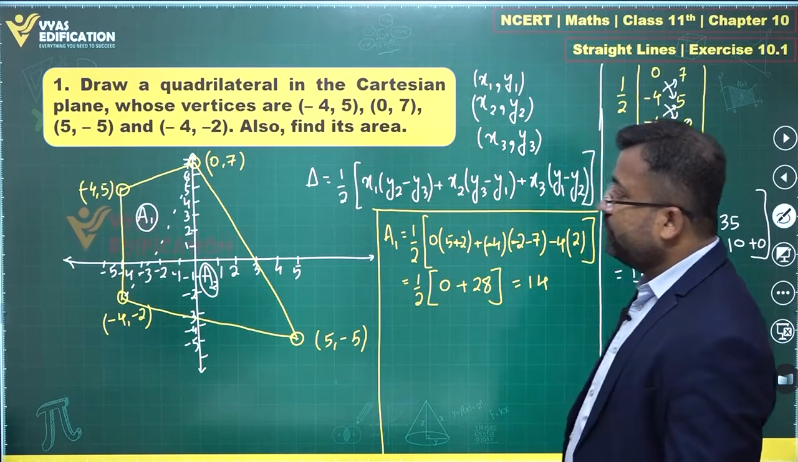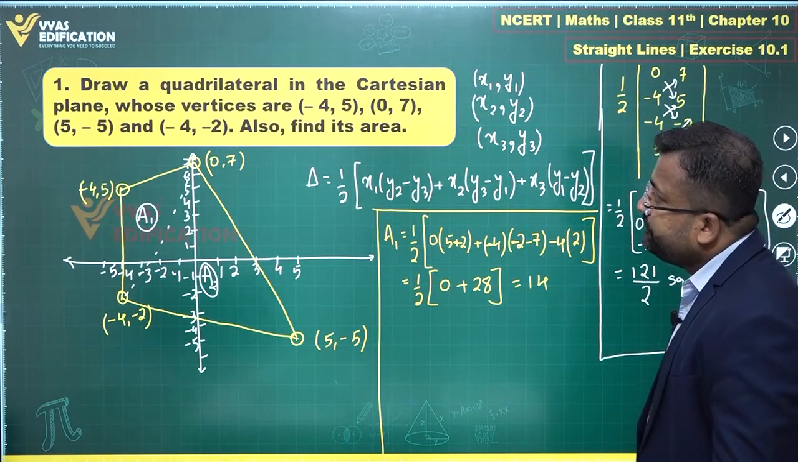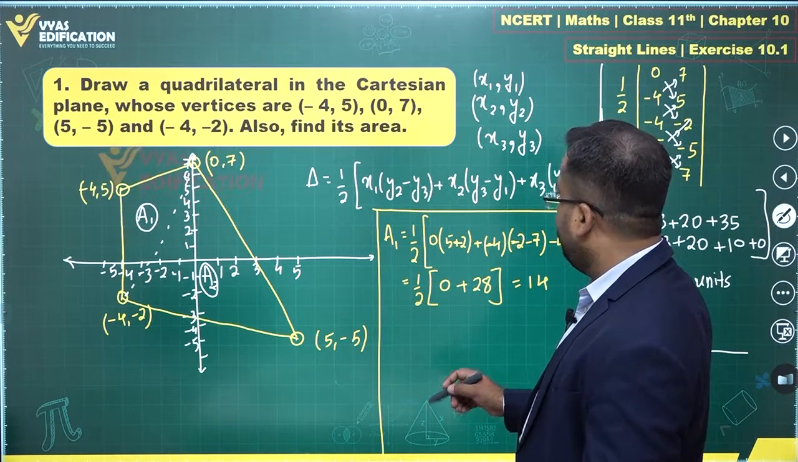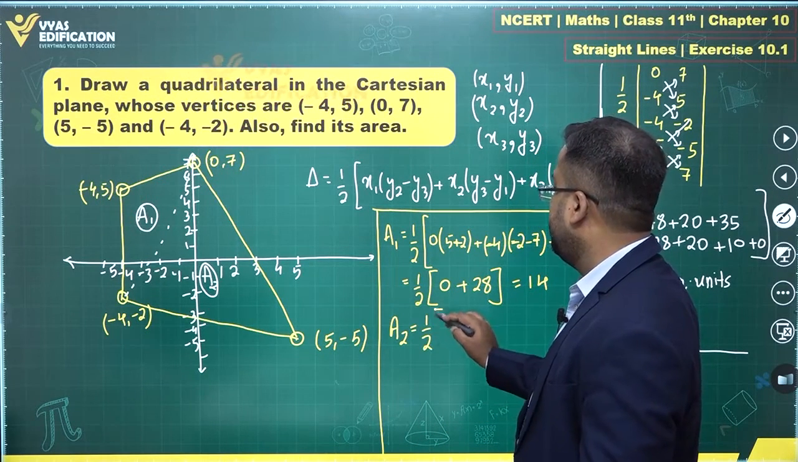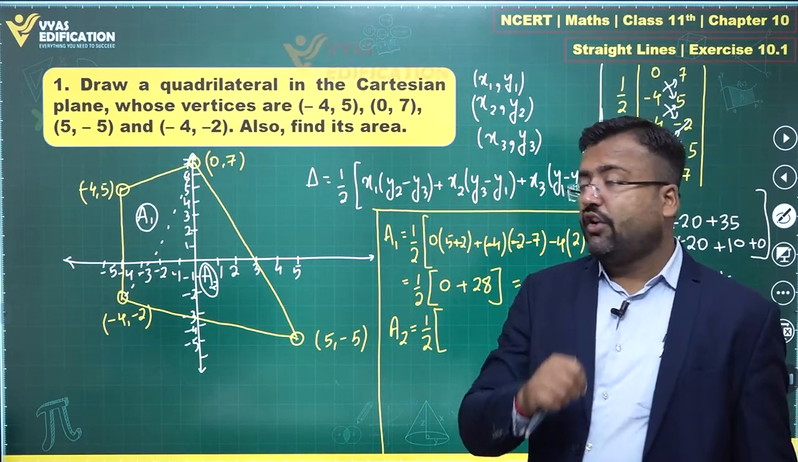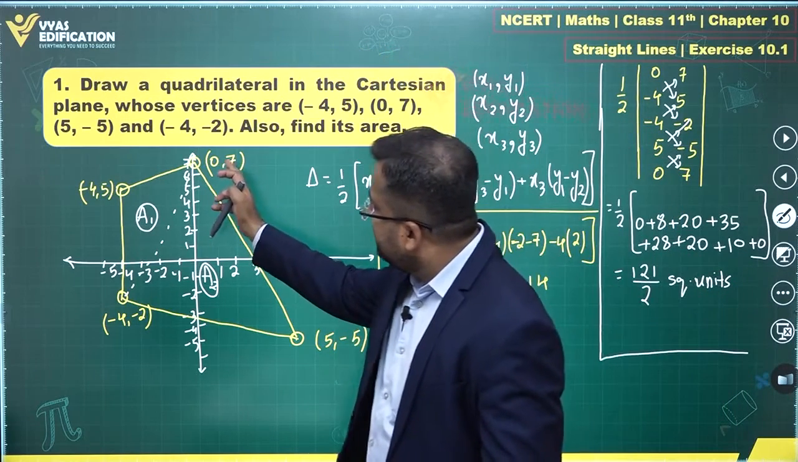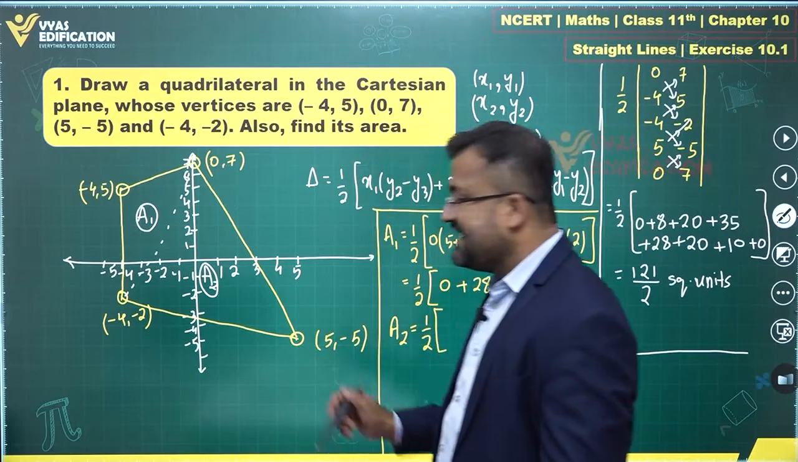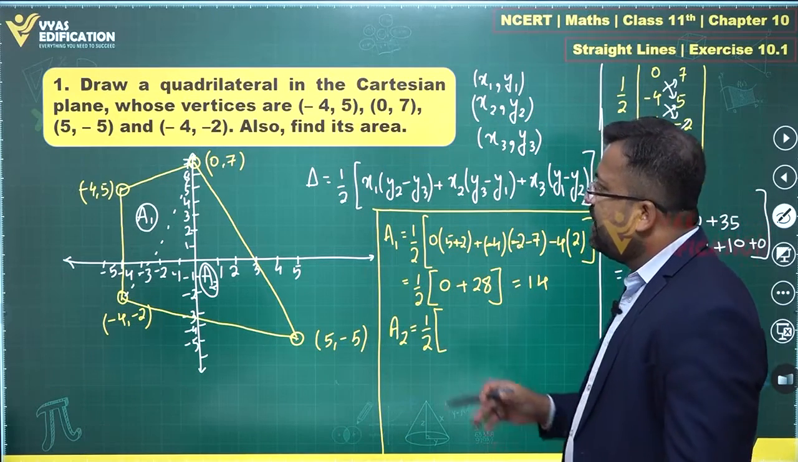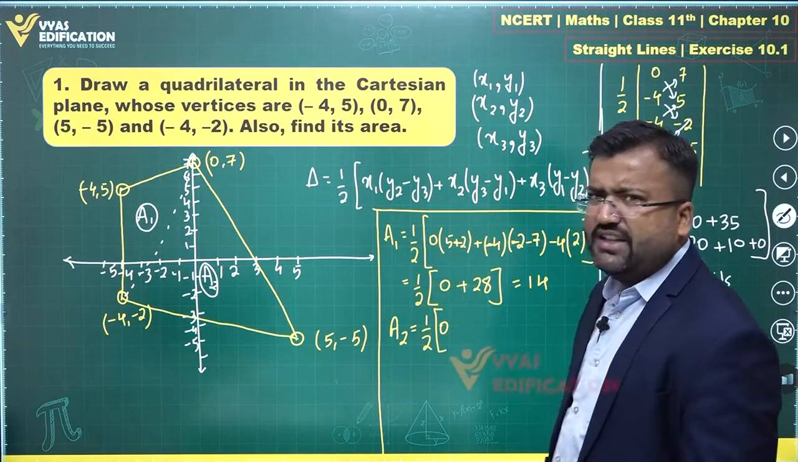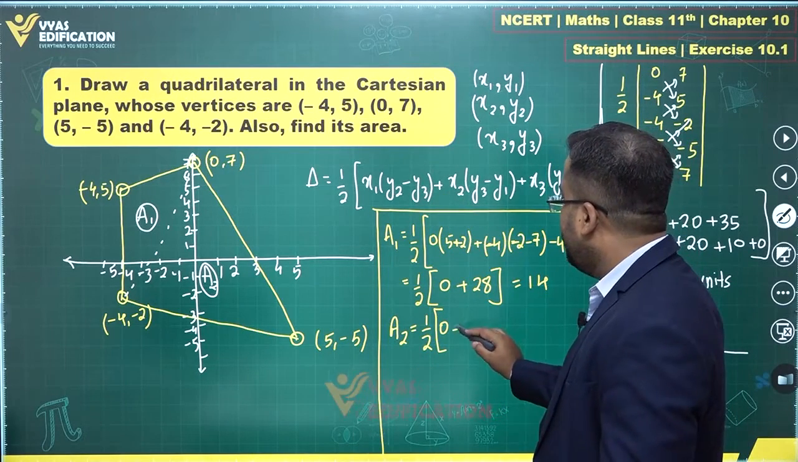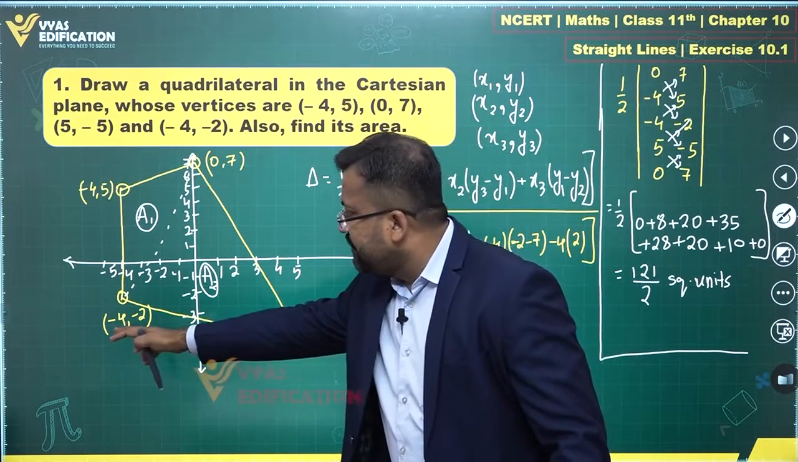What about area 2? Let's find area 2 as well. Area 2 will become half times... Let's consider the vertices in anti-clockwise order once again. So let's begin with this x1, y1, this is x2, y2 and this is x3, y3. Let's consider that. And x1 will again become 0, y1, y2 minus y3 is not important, this will become 0. Plus x2, x2 is this, minus 4.